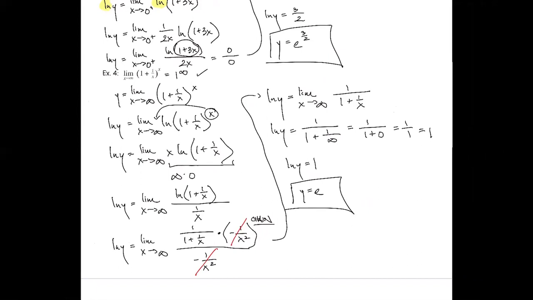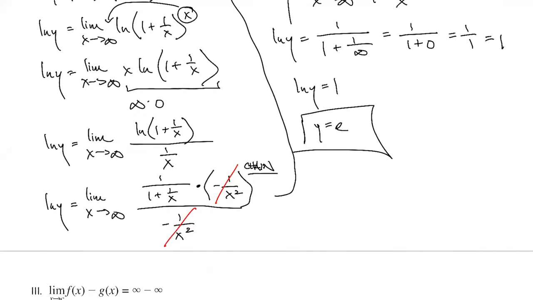Why does the 1 over x on the bottom turn into -1 over x squared? Okay, so the derivative. Oh, it's just the derivative of 1 over x. My bad. Yeah.